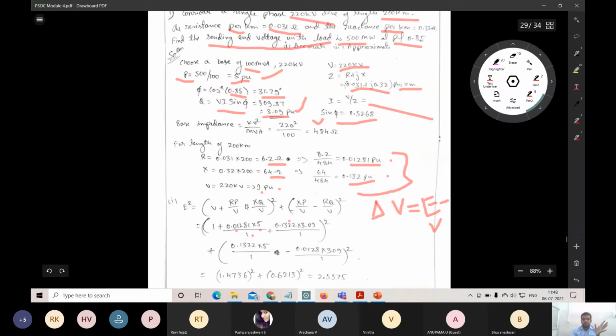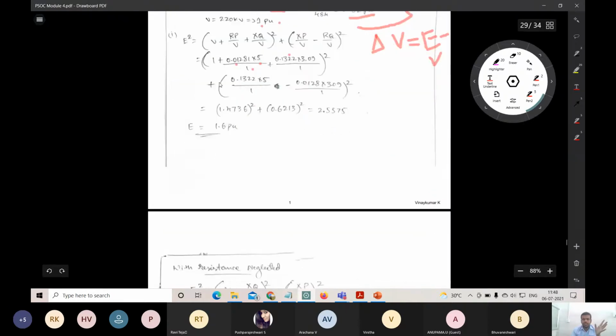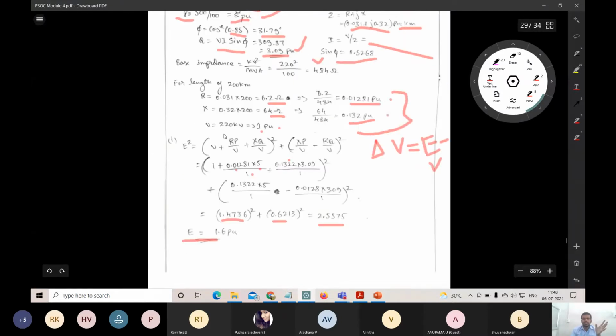Rp by V plus Xq by V whole square. X is our 0.132. Q is our 3.09 whole square. So this is the one thing. So plus Xp by V minus Rq by V whole square. So solve this one, you will get 1.4736. Solve this, you will get 0.623. So plus, total value E square is 2.557. So E is our 1.6 per unit.